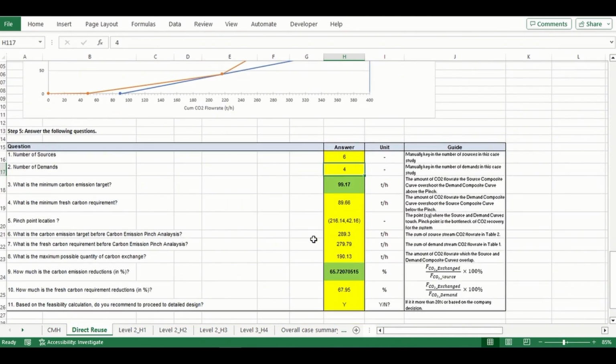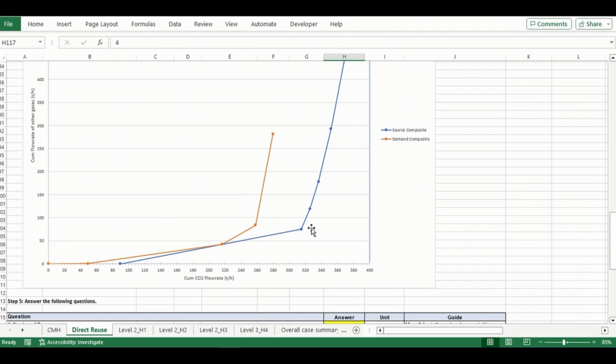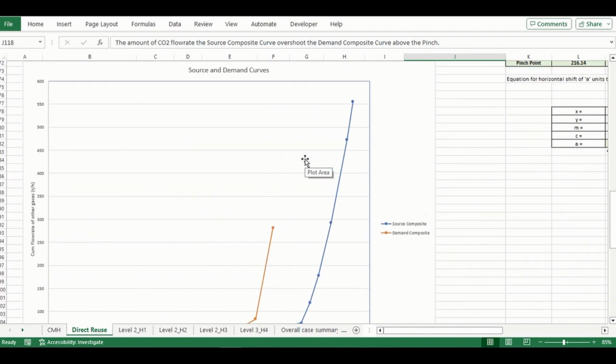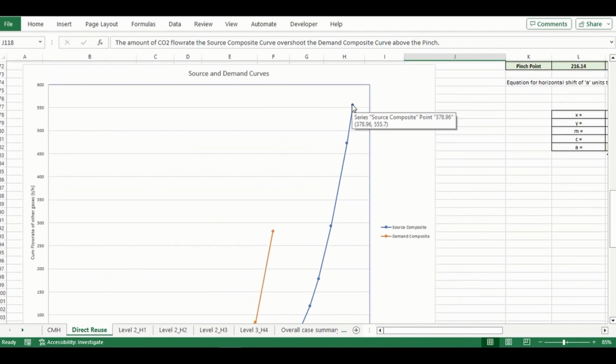Followed by the next question, the minimum carbon emission target and the minimum fresh carbon requirement. From the curve, we can determine these two values, so let us see the guideline to identify them. The minimum carbon emission target is the amount of CO2 flow rate by which the source composite curve overshoots the demand composite curve above the pinch, which is simply performing a subtraction from the CO2 flow rate at this point to the cumulative CO2 flow rate at this point.